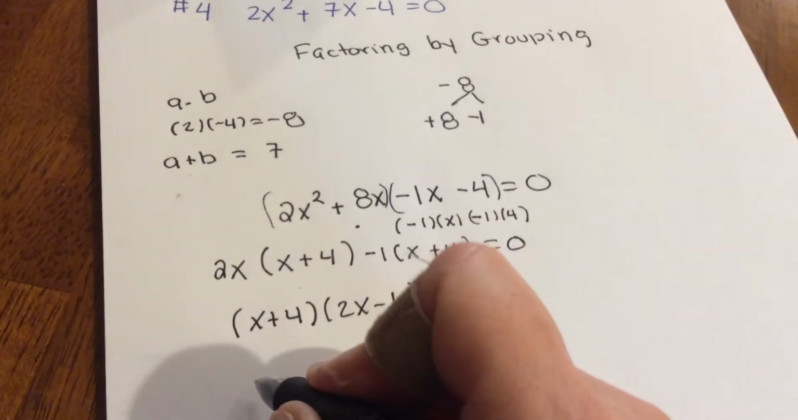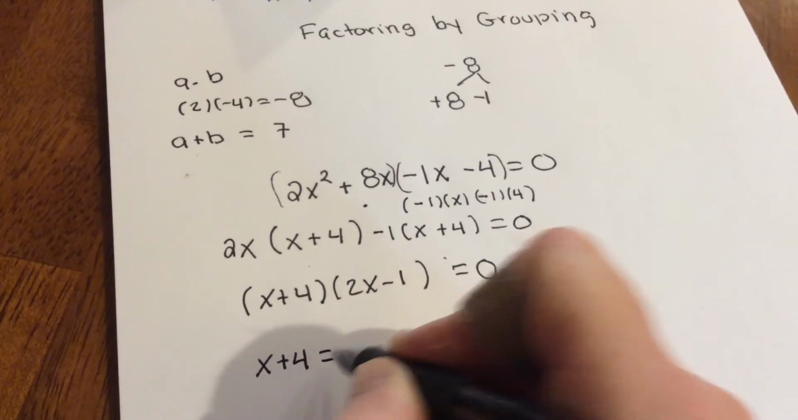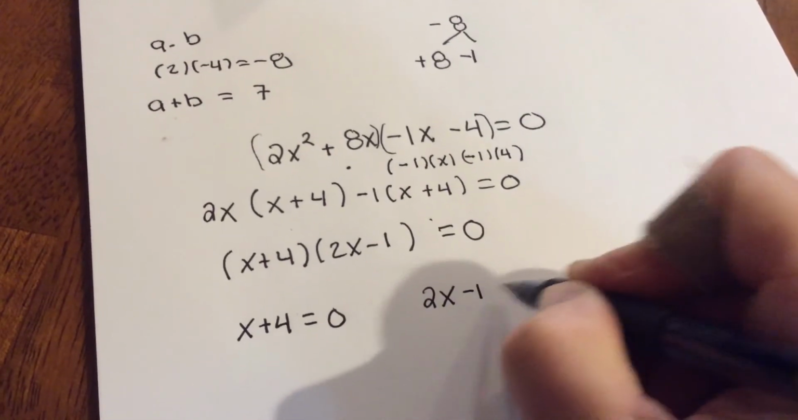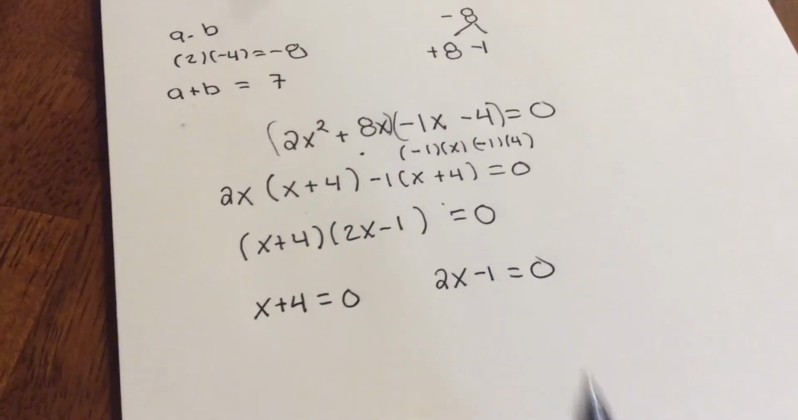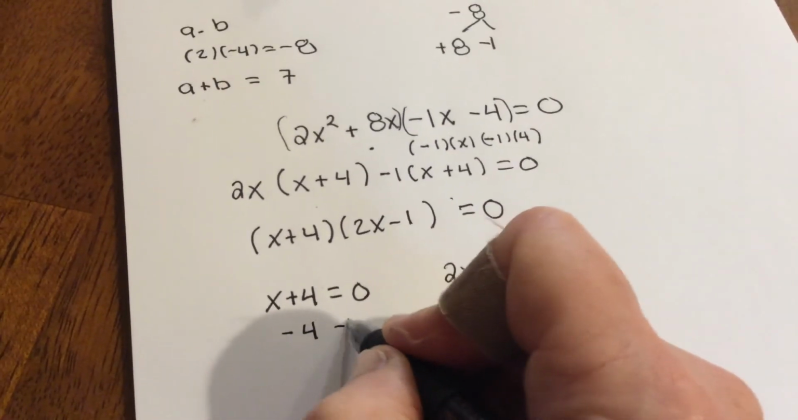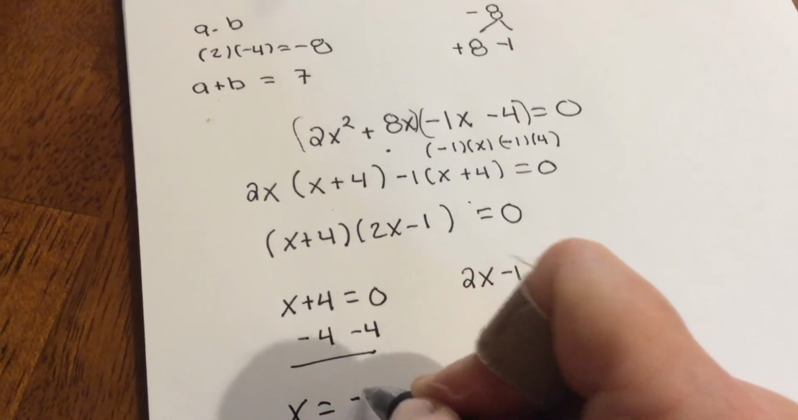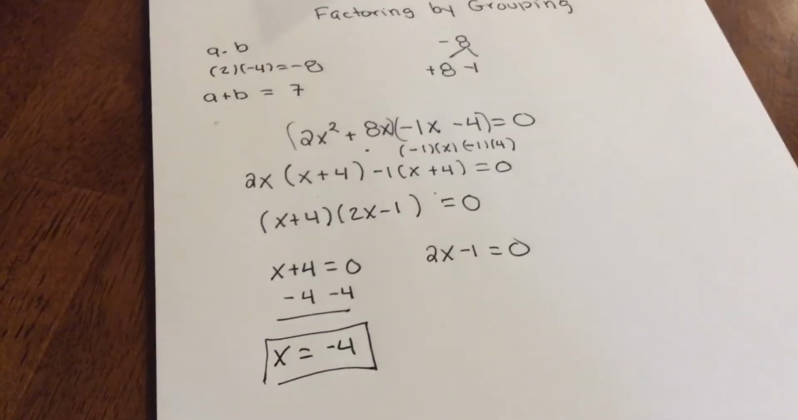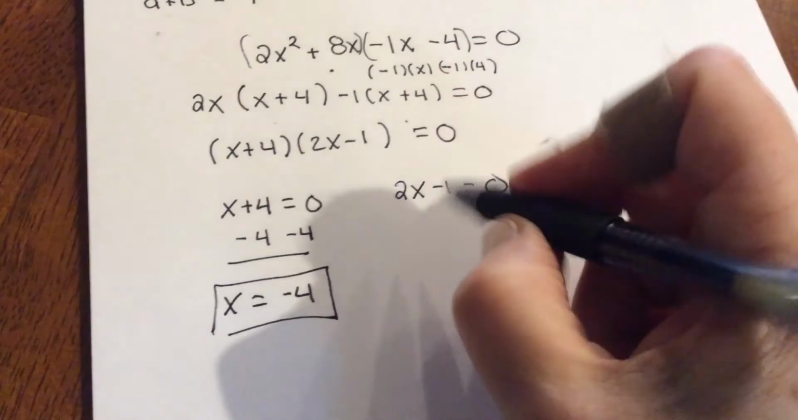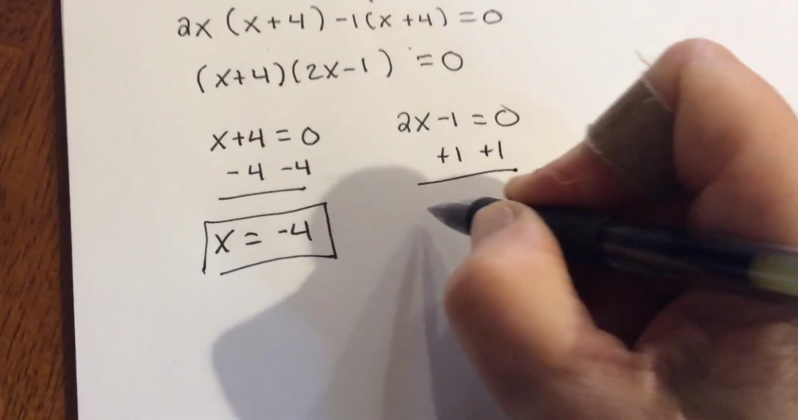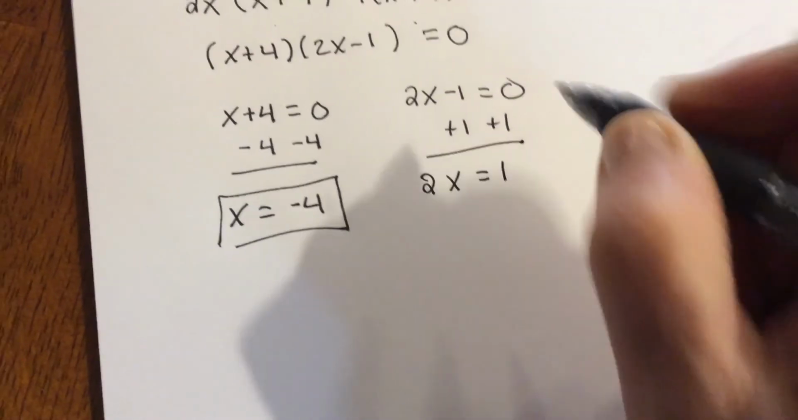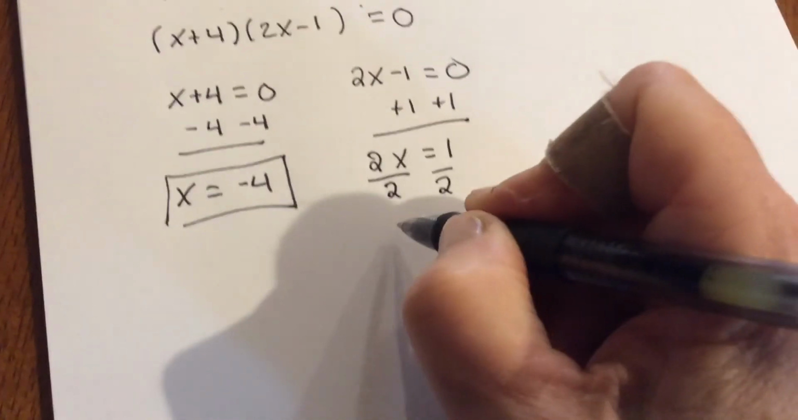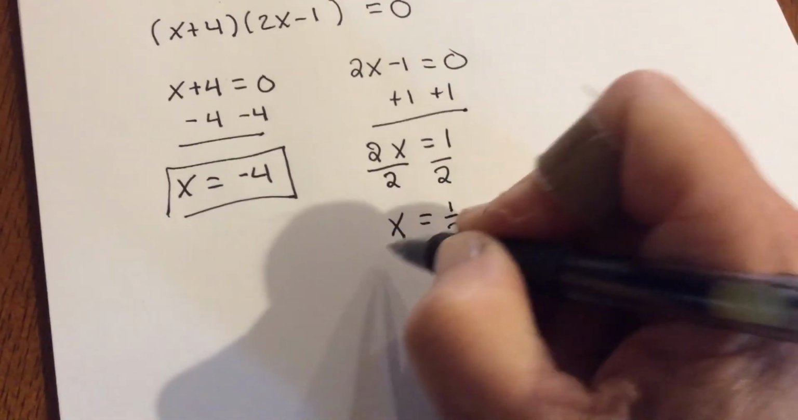Now I'm going to set each factor equal to 0. I take this factor and set it equal to 0, and then I take 2x minus 1 and set it equal to 0. On this factor, I subtract 4 from each side, and one of the roots where it crosses the x-axis is going to be x equals -4. For the other root, we add 1 to each side, so I get 2x is equal to 1. I'm not done here because it says 2 times x. I just want x, so I divide by 2. So x is equal to positive 1/2.